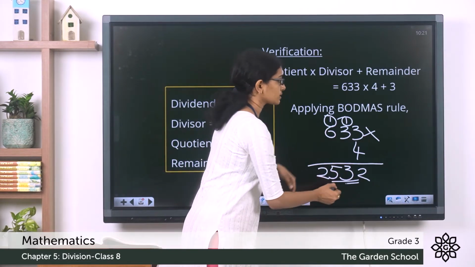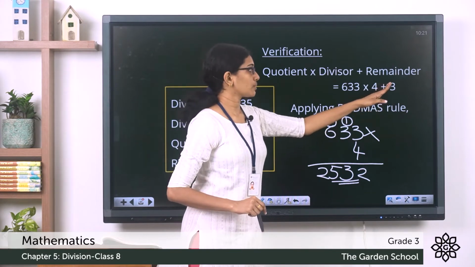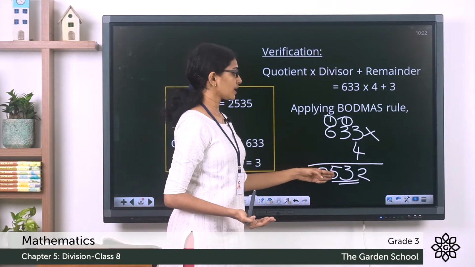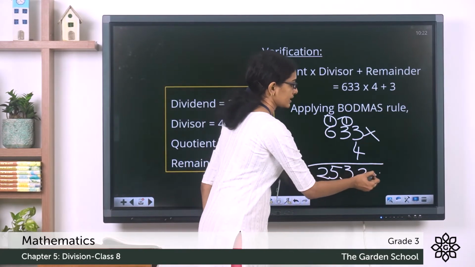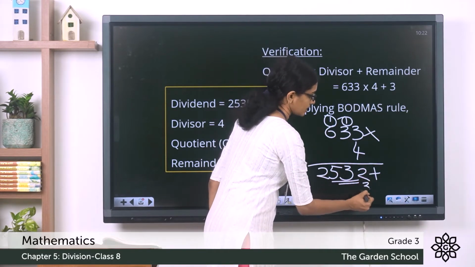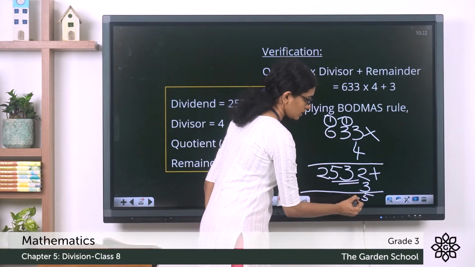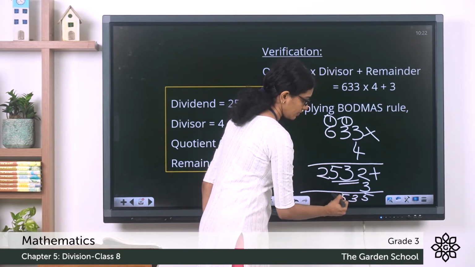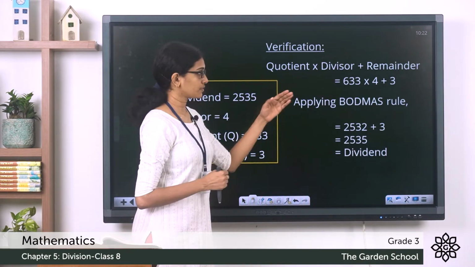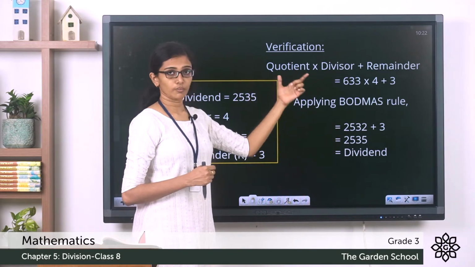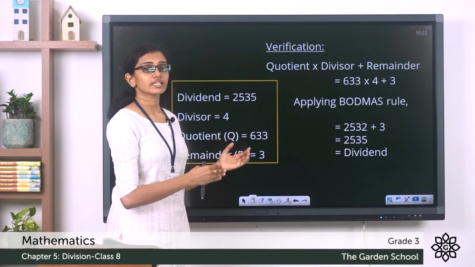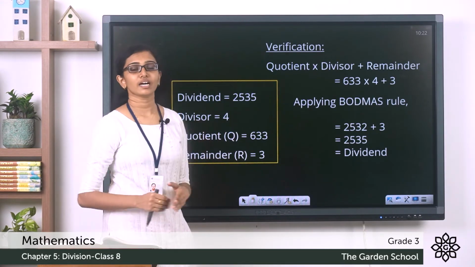So this is the product of this multiplication, and you have one addition also to complete, which is adding the remainder. So to this 2532 you have to add the remainder, that is 2532 plus 3, and that will give you 2535, which is the dividend in our question. So after verifying with the formula, we got the dividend as the answer and hence we can say the answer is verified. Hence we can say the division was done correctly.